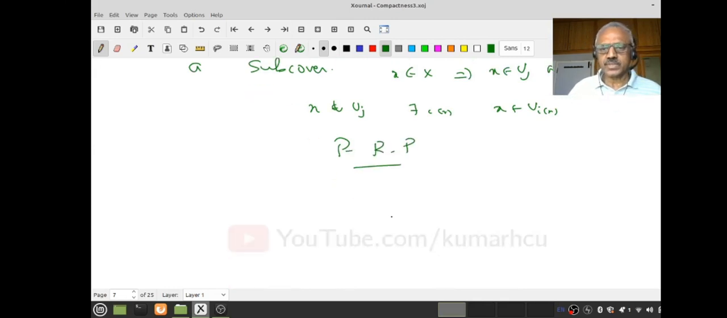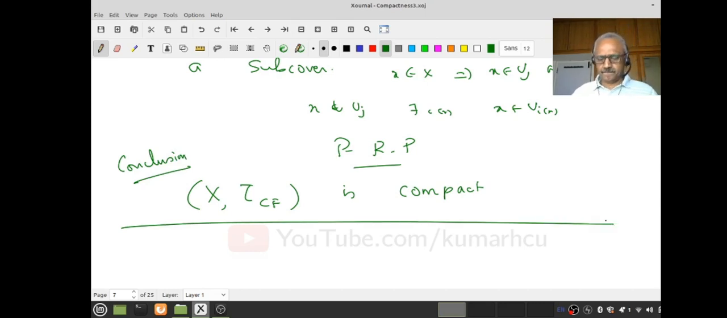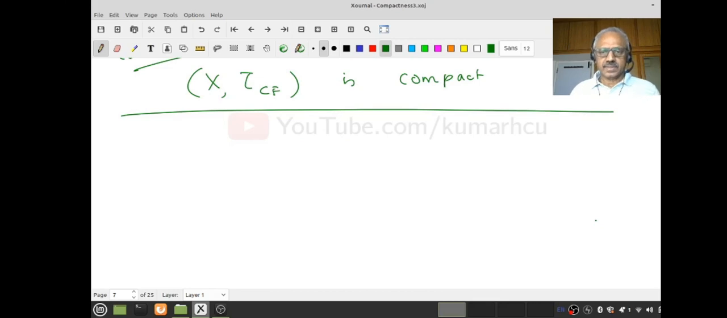So what have we shown? You have shown that any set X with cofinite topology is always compact. Okay, this is the conclusion. I hope you understand the proof. Now let's look at the next example, because as usual I'm going through all our basic examples.